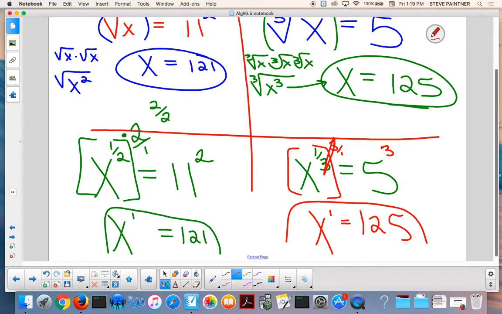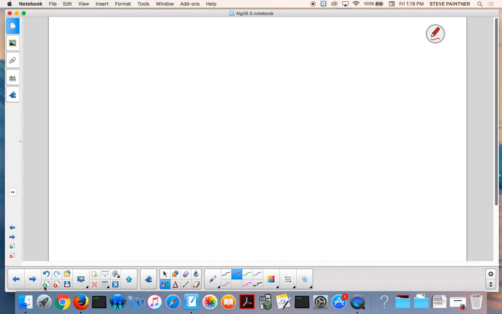Any questions? Okay, nobody put their hand up? Then if that's true, go off to the side of your paper and do this problem right now, okay? Let's go. X to the 3 halves equals, and I'm going to put a 27 on it. Okay, go get an answer.